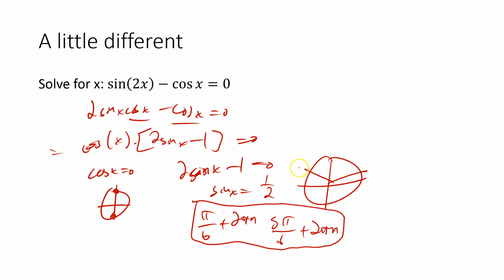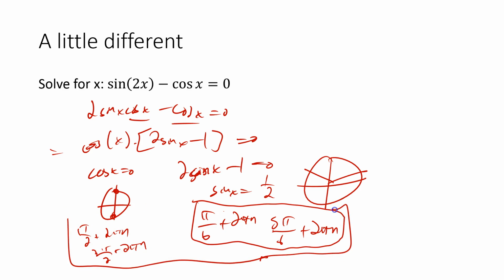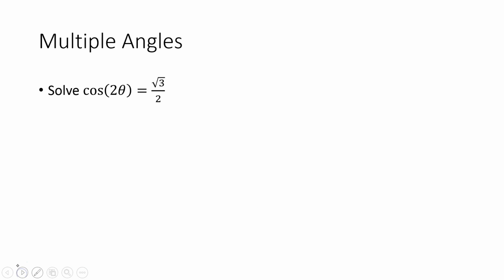So here, I guess I should write the other solution. So cosine is 0 at pi over 2 plus 2 pi n, or 3 pi over 2 plus 2 pi n. Well, all of these, I guess, are solutions I should circle off. Nifty. All right, something even more different.